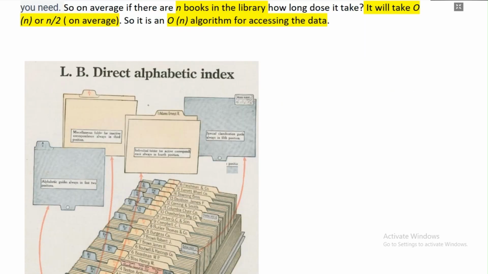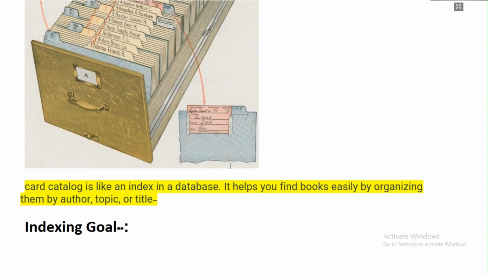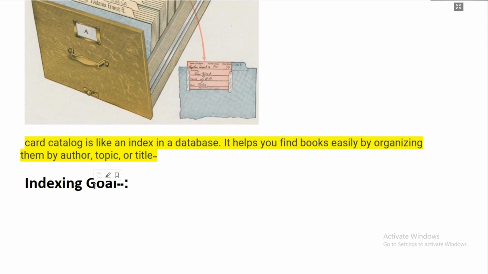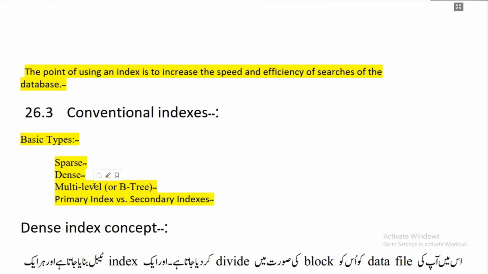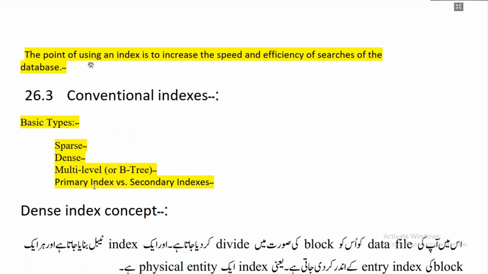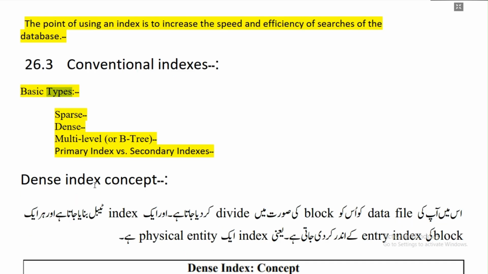Card catalog is like an index in a database. It helps you find books easily by organizing them by author, topic, or title. Indexing goal. The point of using an index is to increase the speed and efficiency of searches of the database. 26.3 Conventional indexes. Basic types: sparse, dense, multi-level, arbitrary, primary index versus secondary indexes.